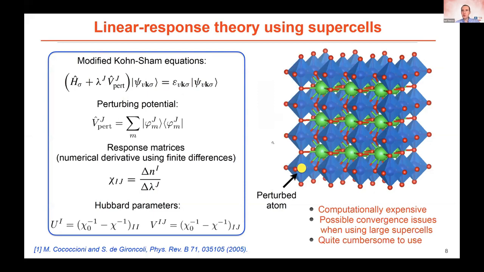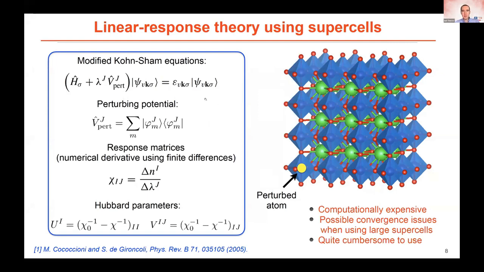In practice, we need to use supercells, as shown on the right, and we need to perturb transition metal atoms one at a time. So I highlighted in yellow color the perturbed atom. So why do we need to use supercells? It is because we are using periodic boundary conditions. So if we use a primitive cell and we perturb one atom, we have periodic replicas. So the perturbed atom will interact with its periodic image, and this will lead to unphysical interactions and unphysical effects. So that's why we need to construct a large enough supercell in order to reduce as much as possible the interaction of the perturbed atom with its periodic image.